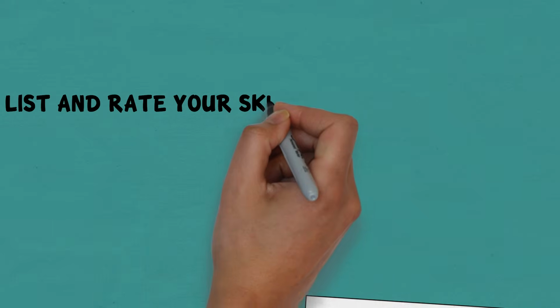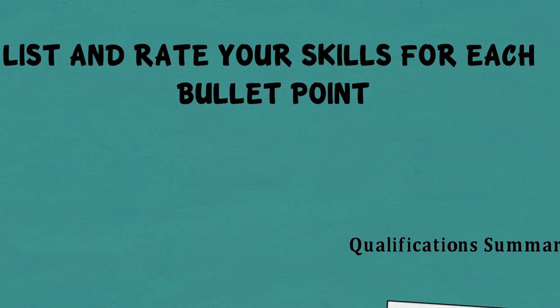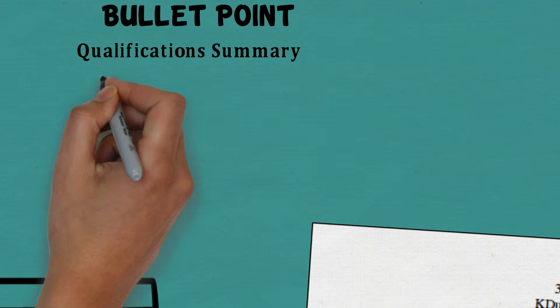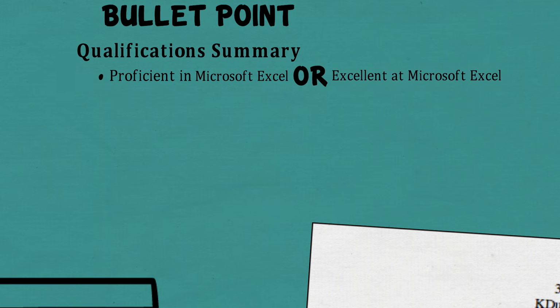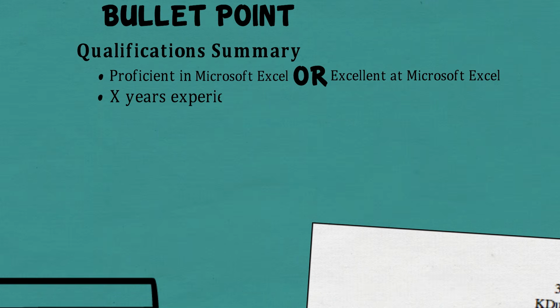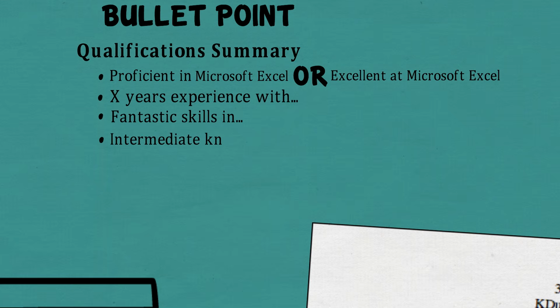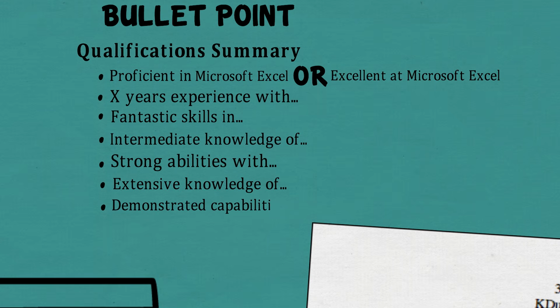For each bullet point, list one of your skills, but also rate yourself in that skill as you feel you compare to others at your same stage of experience and education. For example, instead of just listing Microsoft Excel, say proficient in Microsoft Excel or excellent at Microsoft Excel. Other statements you can start with are X years of experience with, fantastic skills in, intermediate knowledge of, strong abilities with, extensive knowledge of, demonstrated capabilities with.